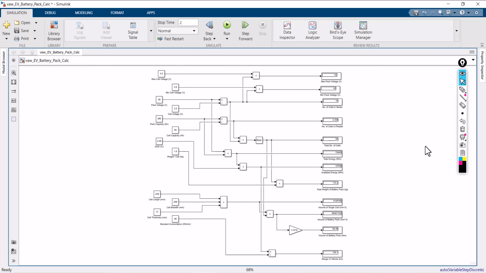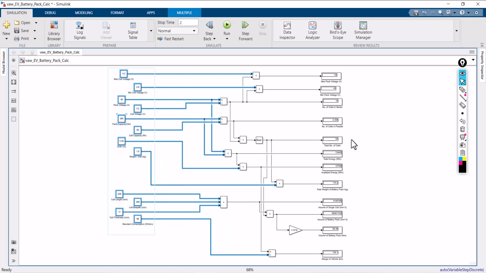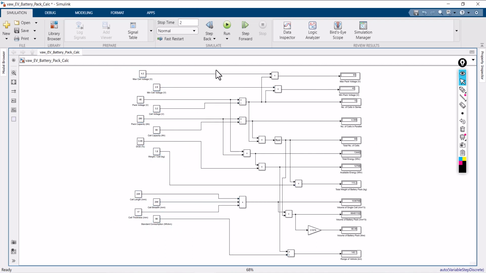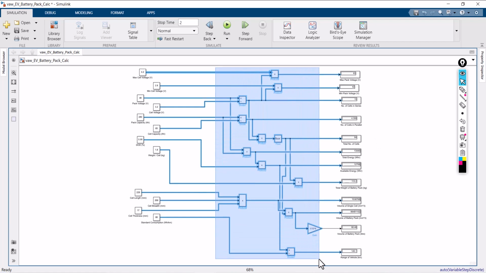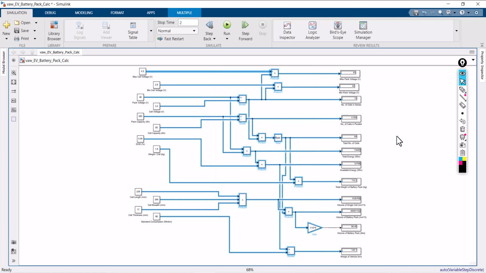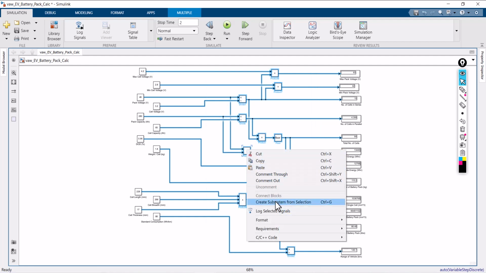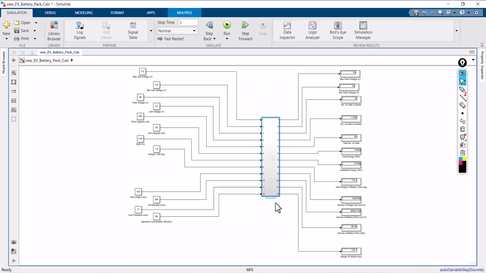Suppose you want to make it a very good presentation, just take all this side and this side, and inside you can create a subsystem. If you want to create a subsystem, select the portion which you want, and I'm selecting portions except my input and output. Right click on it, create a subsystem from selection. It will automatically create a subsystem.